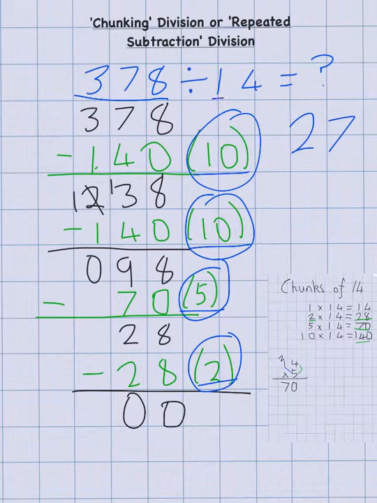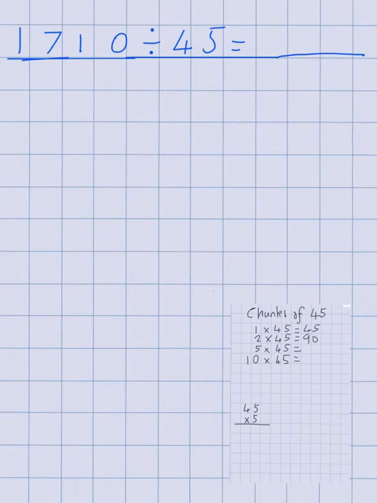378 divided into 14 equal groups means that there's 27 in each group. So that's the chunking method. Let's do one more example.